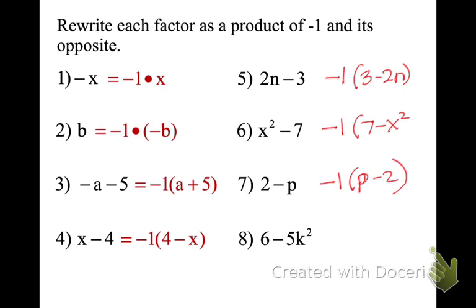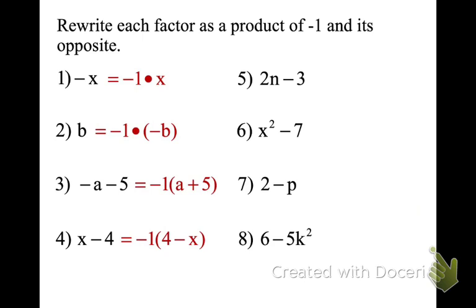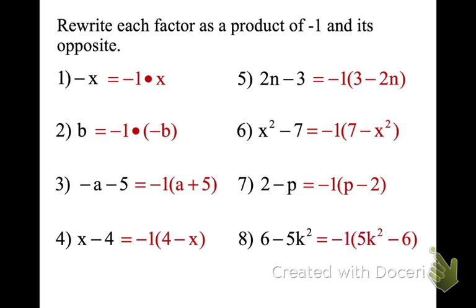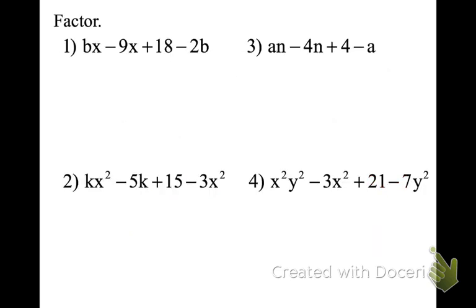Good. Next one. Let's go with Dakota. -1 times 5k squared plus 6. Opposite sign. Each term becomes the opposite sign. Okay? All right, so now we're going to get to use it.